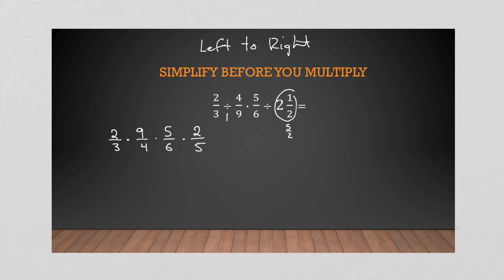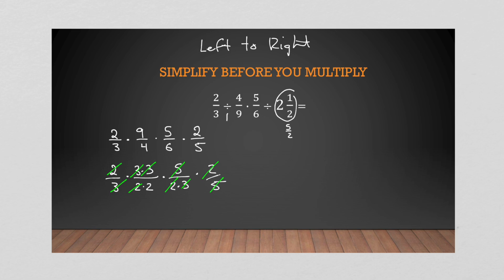Now the next step, I'm going to identify my factors. So I have 2 over 3, 9 is 3 times 3, 4 is 2 times 2, 5's prime, 6 is 2 times 3, and then I have 2 and 5. So now I have everything broken down into primes. I've done all my flipping, so I only have multiplication statements. So now I'm just looking for common factors. 2 on the top, 2 on the bottom, 3 on the top, 3 on the bottom, 3 on the top, 3 on the bottom, 5 on the top, 5 on the bottom, 2 on the top, 2 on the bottom.